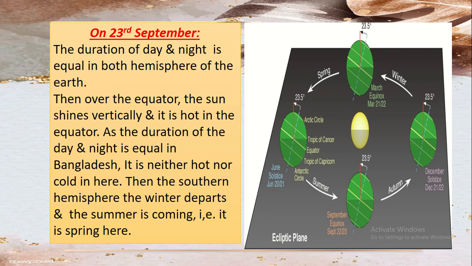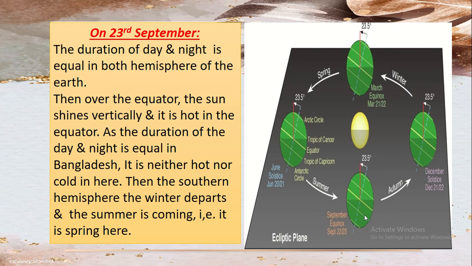So that means the earth stays at such a place on 23rd September where both the poles remain equally away from the sun, and on this day the sunlight falls vertically or lengthwise towards the equator. So that means the duration of day and night is equal in both hemispheres of the earth on the day of 23rd September. And then over the equator the sun shines vertically and it is hot in the equator.